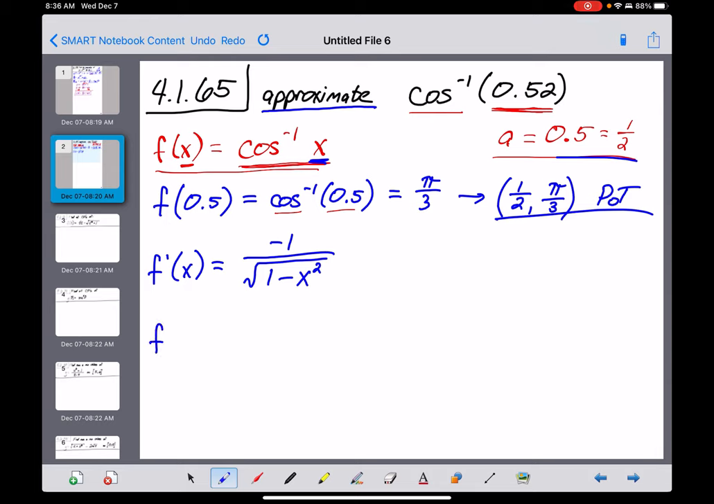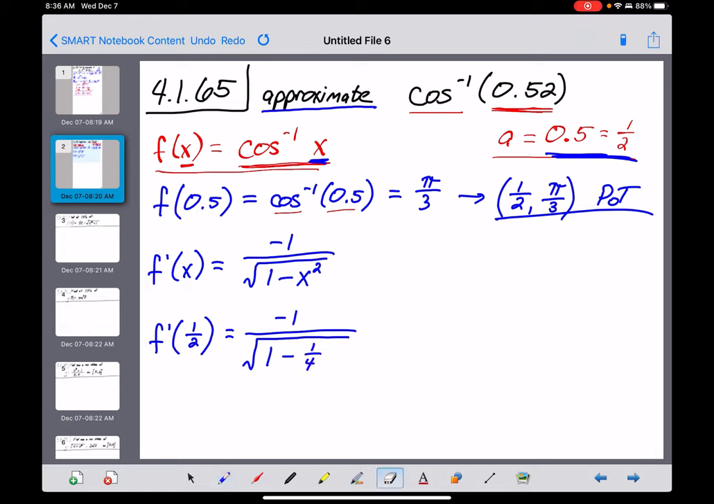And now we're going to do f prime of this a value right here, and I definitely think the fraction is better for us here, 1/2. So what does that do, guys? We've got -1 over the square root of, and that's a 1 minus, and let's cut to the chase right here, 1/2 squared is going to be 1/4.